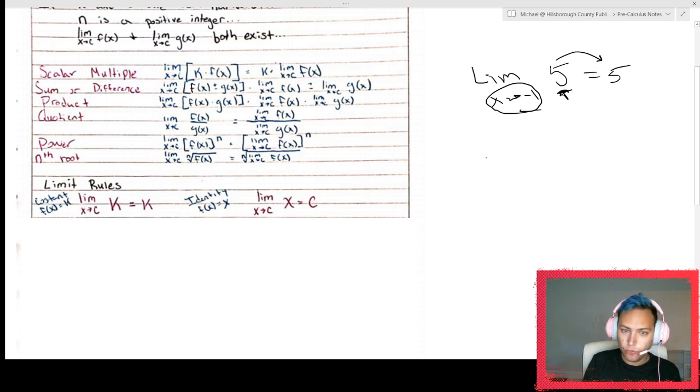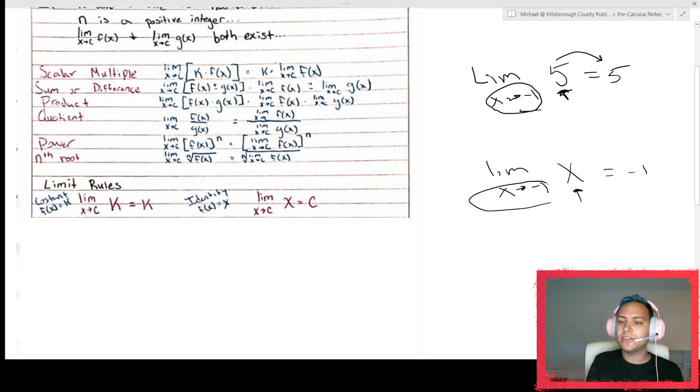The identity rule is that if you have a limit as x is approaching, let's use -1 again, of x, well, because it's -1, it's going to be -1. Whenever this is the identity, meaning that it's just x, then whatever x is approaching is going to be the answer. So if x is approaching -1, the answer is -1.